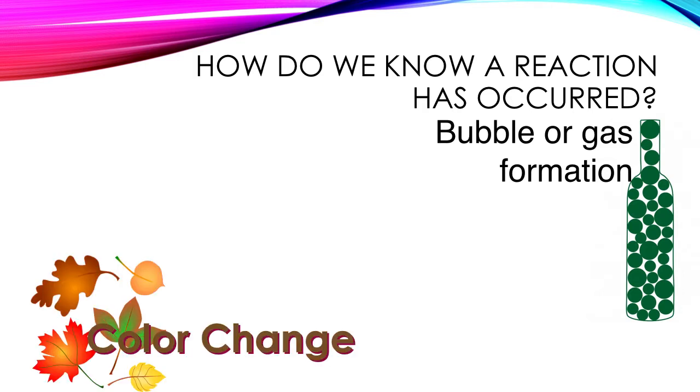Another indication is a color change, and we see this in the fall when the leaves change from green to oranges or reds. That is the breakdown of the chlorophyll in the leaves, and that's causing the leaves to change color, and that is a chemical reaction. Again, a color change in and of itself does not necessarily guarantee that a reaction has happened, but it can be a good indication.